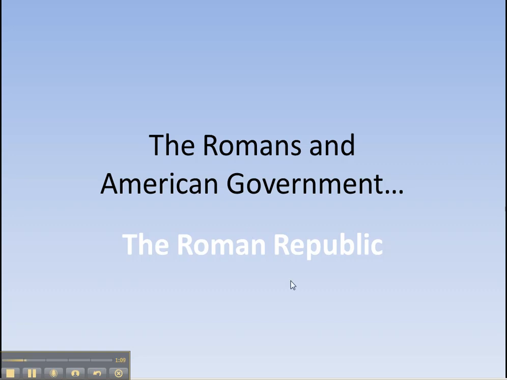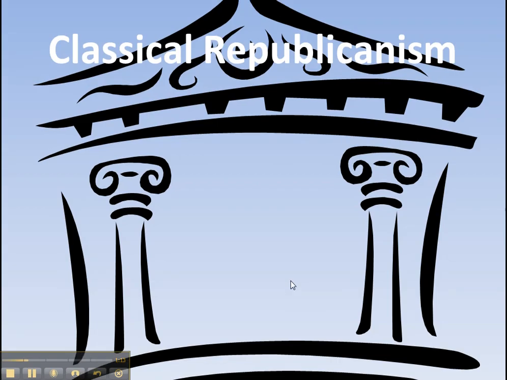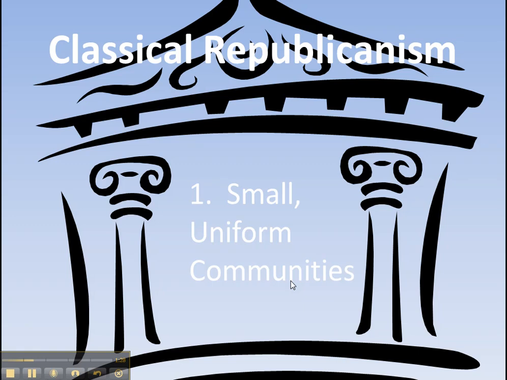If we look at the Roman Republic, there's one key feature that we want to take out of this, and that is the idea of classical republicanism. And classical republicanism has 3 parts to it. We'll go really briefly through this. The first is that for all of government to work, it has to be done in small, uniform communities.